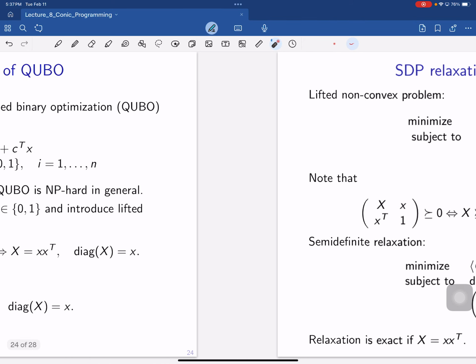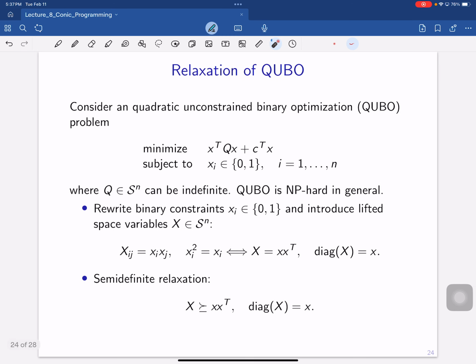Now, another application of PSD or semi-definite programs is that it is used as a convex relaxation for quadratic problems. We will talk about this again when we talk about global optimization. So here, let's look at this particular problem, which is called quadratic unconstrained binary optimization. You will find it especially familiar if you work on quantum computing nowadays. People work on this type of problem because it can be solved by a quantum computer.